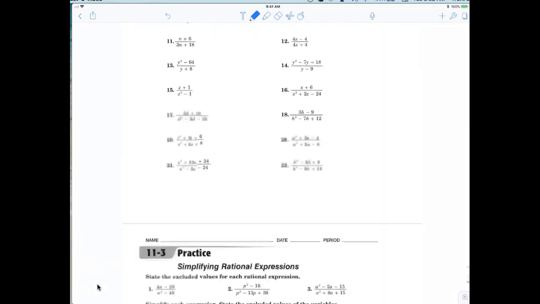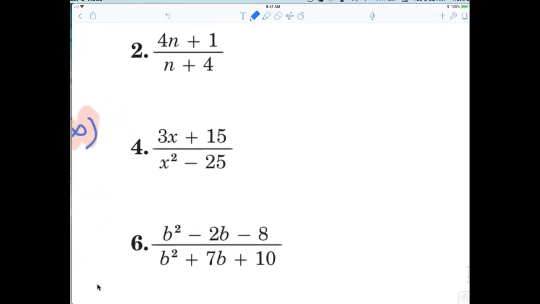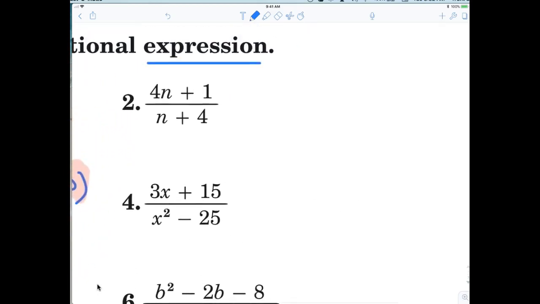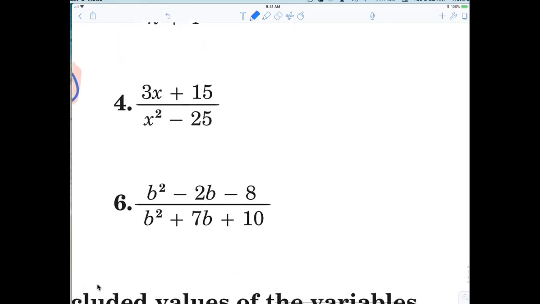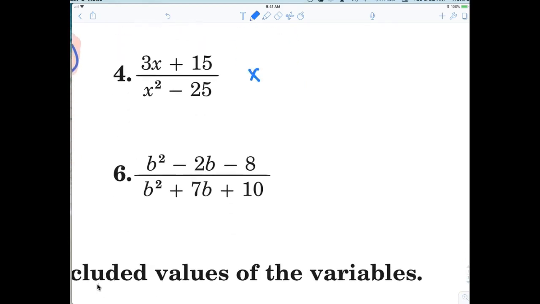All right, so let's just make sure we're good. Let's go back up to question number 2. So everybody should be able to quickly tell me n cannot equal what? Negative 4. So now everybody should be able to say x cannot equal plus or minus. Yes, plus or minus 5. Very good. Plus or minus 5.